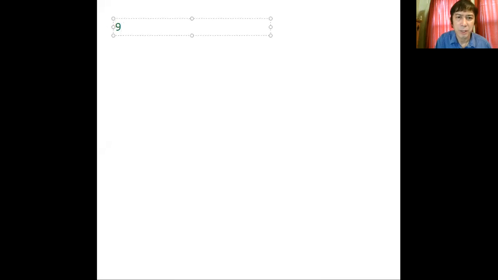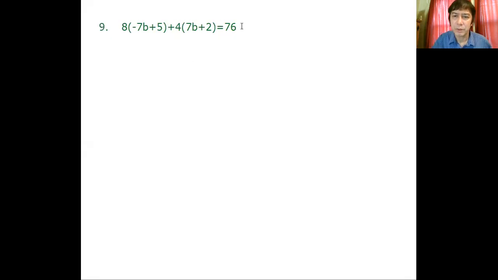All right. See, this is number 9. And the problem goes like 8 times the quantity negative 7b plus 5, and then close, plus 4, and then we have 7b plus 2 equals 76. Let me just verify if I have copied correctly. All right. 8 times the quantity negative 7b plus 5, close parenthesis, plus 4 times the quantity 7b plus 2 equals 76. Next, we shall continue with the solution.